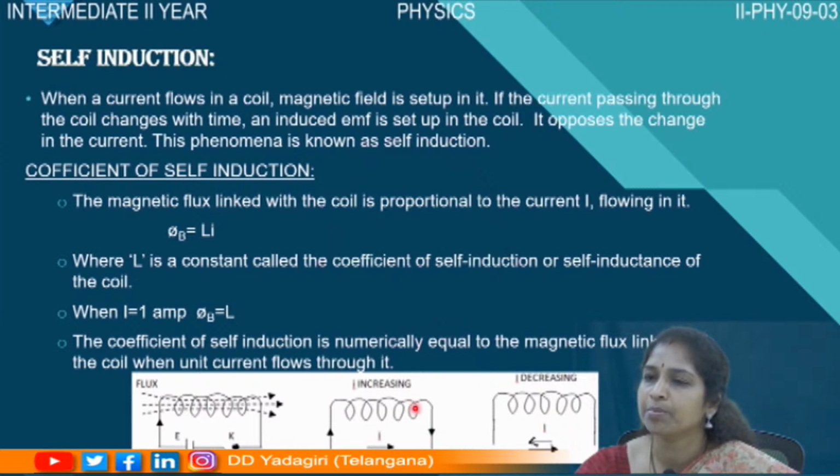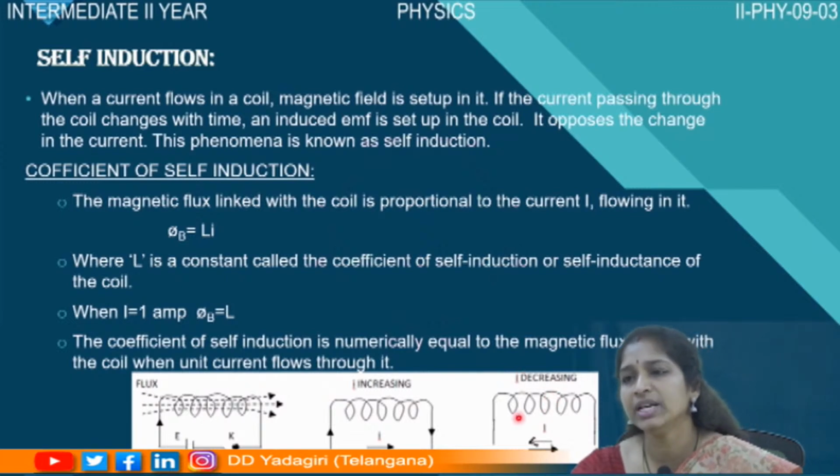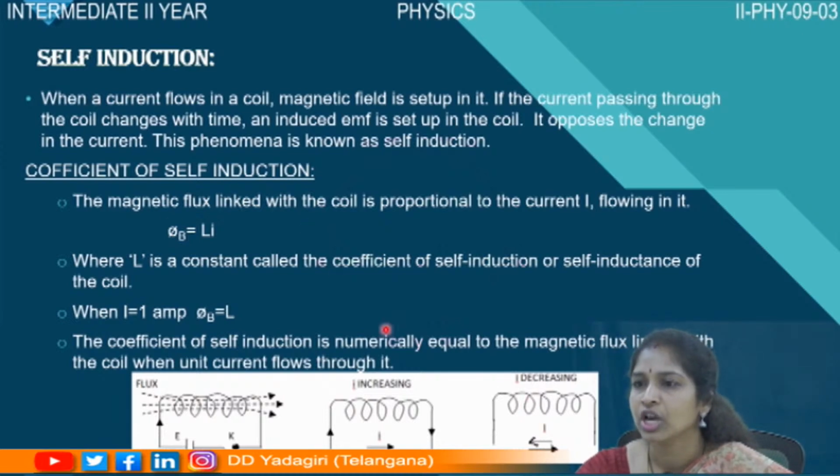But what does this EMF do after developing in this coil? It will not allow the further increase in the current. It tries to decrease the current. For example, whether there is an increase or decrease in the current, we can say there is a change in the current. So when there is a change in the current in a coil, there is a change in the flux developed in this coil, and due to that EMF is developed in the same coil. That is self-induction.